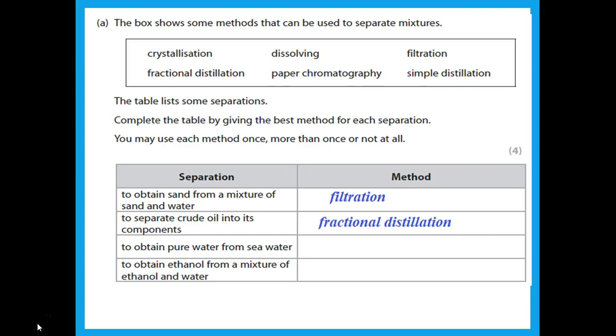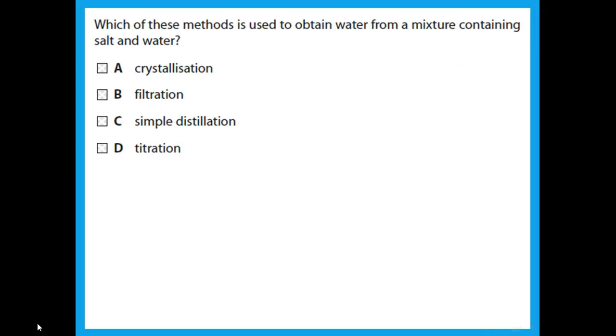To obtain pure water from seawater, remember that we said seawater is a mixture of water and salt. So to get the water out of this, I use simple distillation. To obtain ethanol from a mixture of ethanol and water, again, ethanol and water are a mixture of liquids. To separate a mixture of liquids, I use fractional distillation. Okay? All good so far? Which of these methods is used to obtain water from a mixture containing salt and water? We just said water from a mixture of salt and water, that is simple distillation.